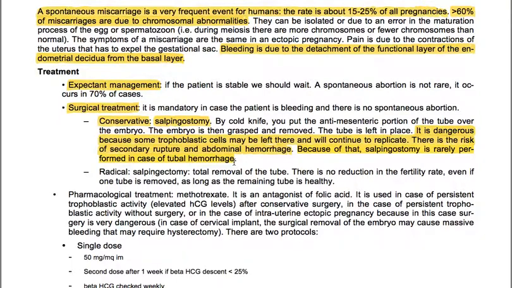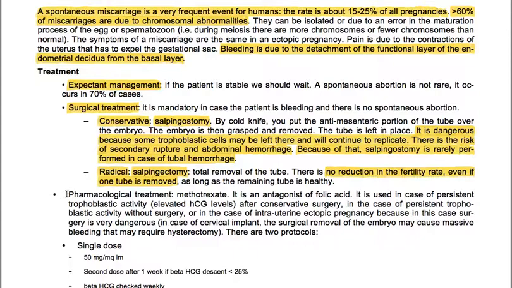And we can also do radical surgery, so salpingectomy. That is total removal of the tube. There is no reduction in the fertility rate, even if one tube is removed, as long as the remaining tube is healthy.